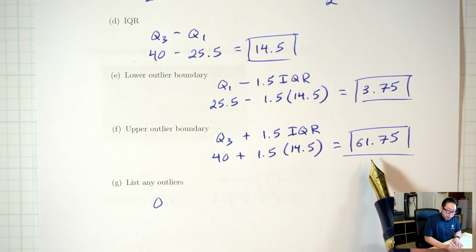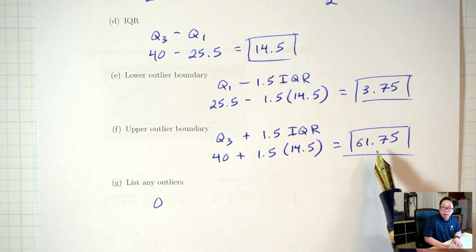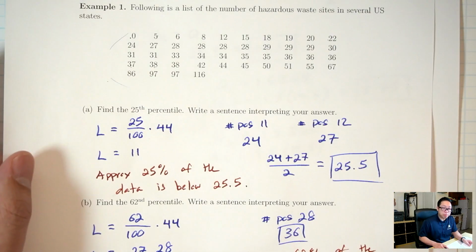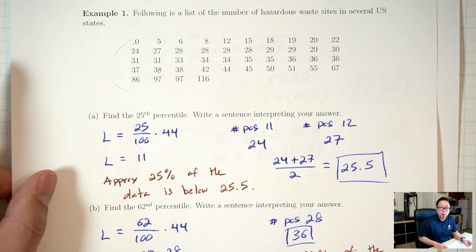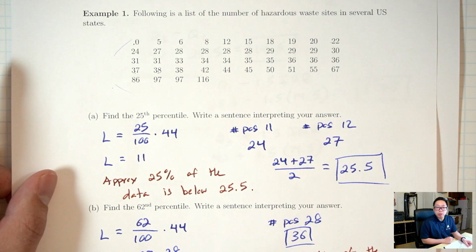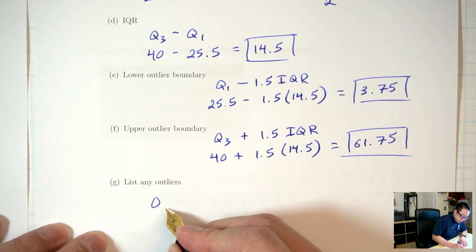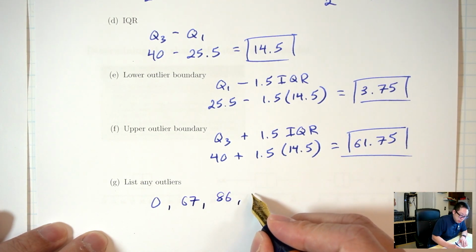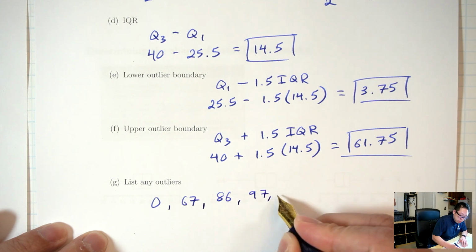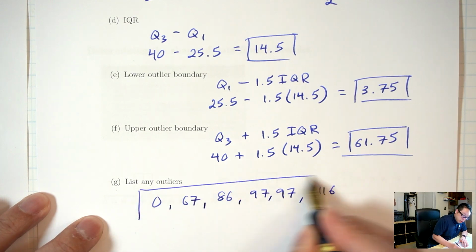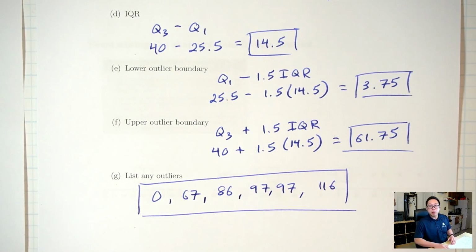Any data value that's above 61.75 is also considered an outlier. So do I have any data values that's above 61.75? Yes, I have a whole bunch. I have 67, 86, 97, 97, and 116. So all of those are outliers also. 67, 86, I have two 97s. You can list them twice or you can list it just once. That's up to you. I'll list it twice, and then 116. All of those are considered outliers. So these are numbers that are way big or way small compared to the rest of your data.